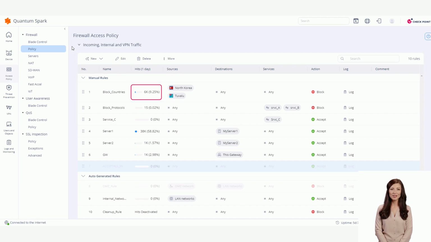For each rule, we can see the number of times it was utilized and the weight of hits for this rule out of the total hits for all the rules. Hit count information is displayed for a specific time frame, currently set to 1 day.